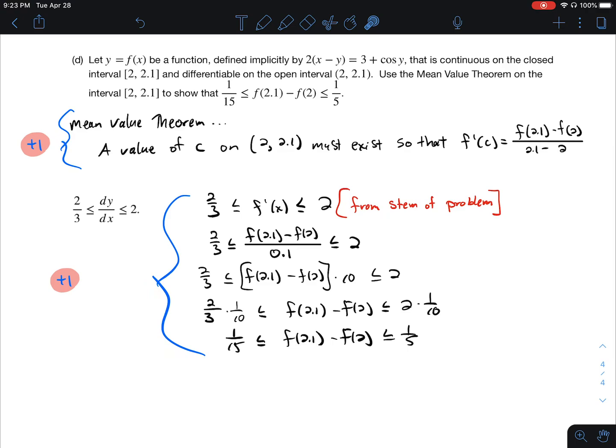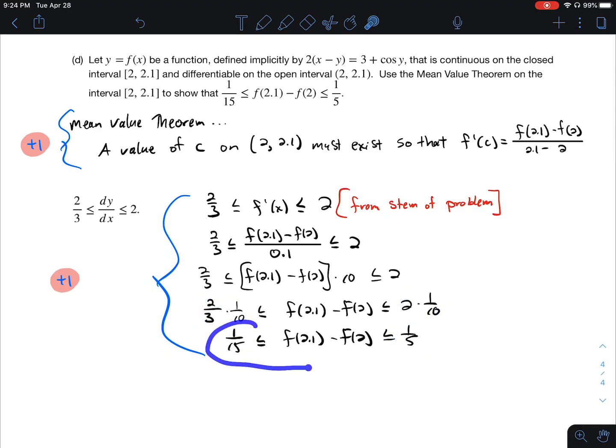If you then, because we're trying to get this by itself, because that's how it is up here, divide all three terms by 10, which is the same as multiplying by 1/10, it's going to cancel in the middle. We get 2/3 times a tenth on the left, 2 times 10 times 1/10 on the right. This simplifies to 1/15. This simplifies to 1/5.